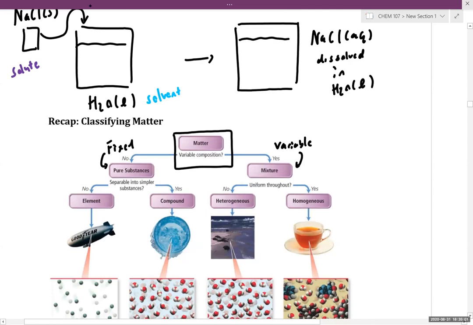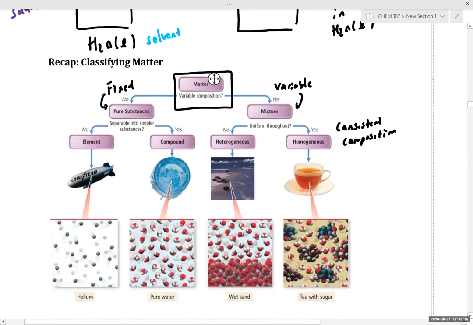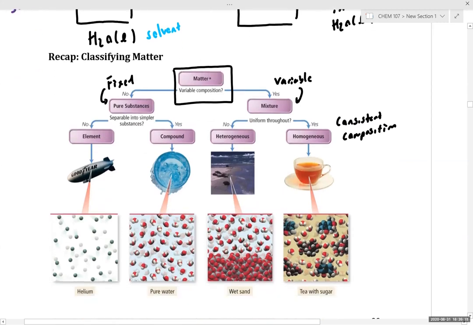So for homogeneous mixtures, we have a consistent composition throughout. For heterogeneous mixtures, we have a variable composition, an uneven composition. We see clear separation of phases. So for example, if we look at a mixture of sand and water, it's clearly heterogeneous. The sand and the water do not mix to generate a consistent mixture throughout. You can clearly see regions that have sand. You can clearly see regions that have water.